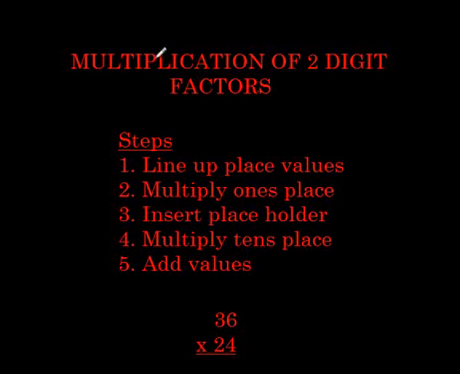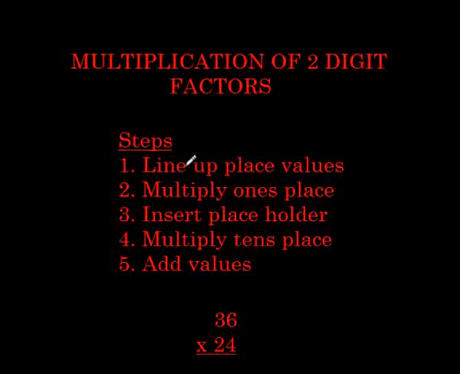For this video, we're going to be multiplying two-digit factors. And so here are our steps when multiplying two-digit factors. And so here's our first problem, 36 times 24. And notice that they both have two digits, or there's two numbers in two different place values. We have the ones place and we have the tens place. And so that's what makes it a two-digit factor.